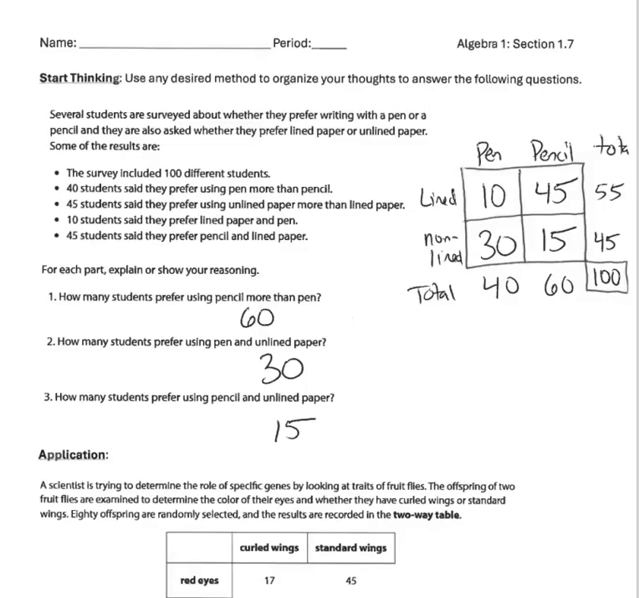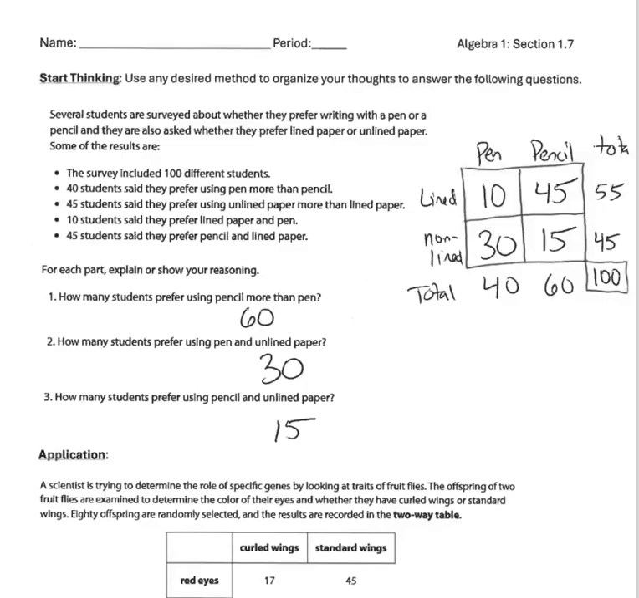Next, 45 students say they preferred using unlined paper more than lined. So when I went to non-lined paper, I saw that the total was going to be 45. I didn't have that 30 and 15 in there yet. And then I was able to start adding the other numbers in. It says 10 students said that they preferred lined paper and pen. Lined paper and pen, you put a 10 in there. And then if 10 plus some other number is going to give you the 40 for the total for pen, then you know it's 30. And like I said, once you fill in some of these boxes and you know what the rows and columns are going to total out to, it's easy to figure out what those other values are going to be. So this is called a two-way table.